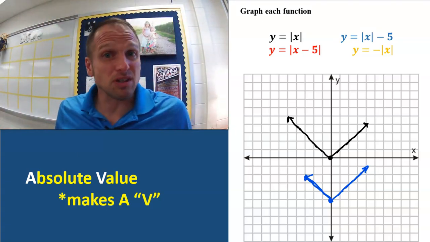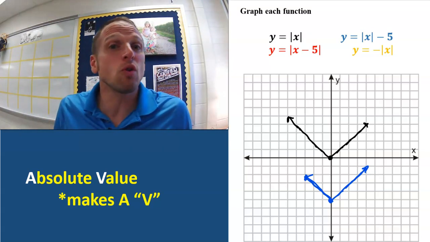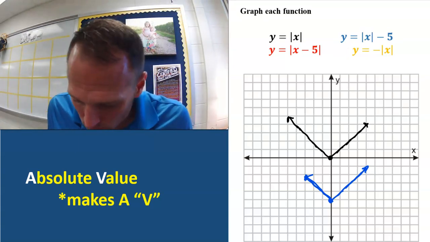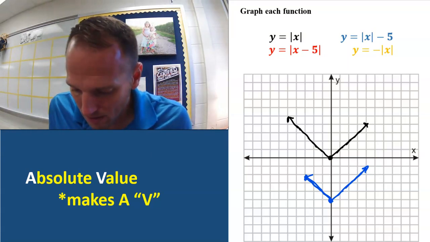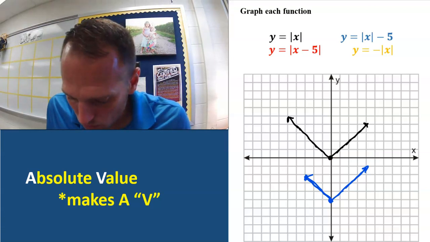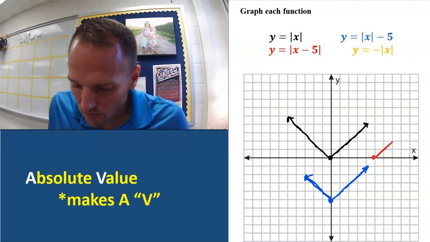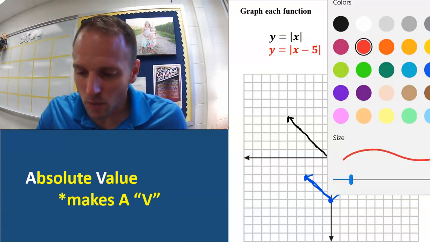It's opposite, okay? If it's with the x, it's opposite, and I know that's confusing, but the -5, instead of going to the left 5, we're actually going to move it to the right 5. So let's move this to the right 5. 1, 2, 3, 4, 5. It's going to be right there. And let's draw our V from here. Okay, that's what we got for the red one.